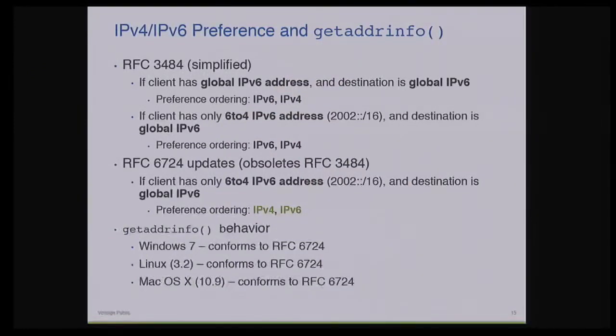For our purposes it means that IPv6 is selected first for getaddrinfo, and IPv4 is fallback except in the case of 6to4, in which case IPv4 is selected first, and IPv6 is backup in terms of preference ordering.